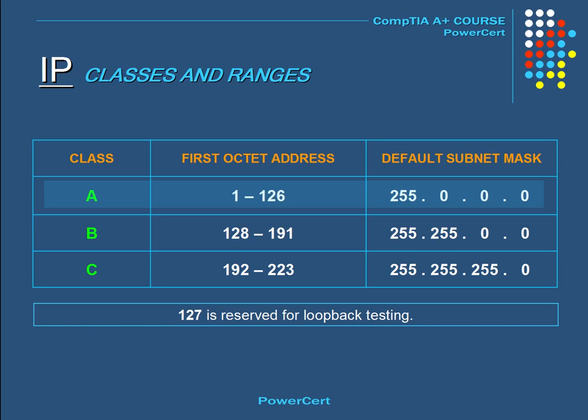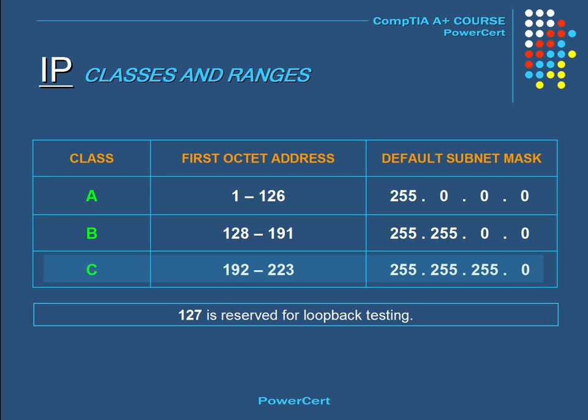And a Class B IP range is from 128 to 191, and this class supports 65,000 hosts on 16,000 networks. This class is given to medium-sized organizations. And a Class C IP range is from 192 to 223. This class supports 254 hosts on 2 million networks. And this class is given to small organizations. You're also going to need to memorize the default subnet masks for each of these classes.